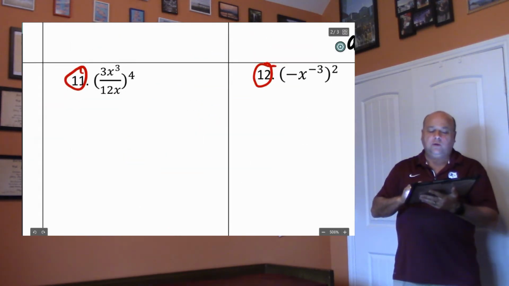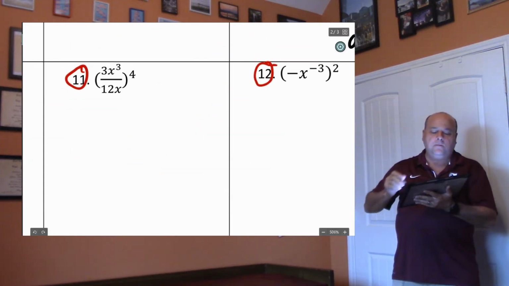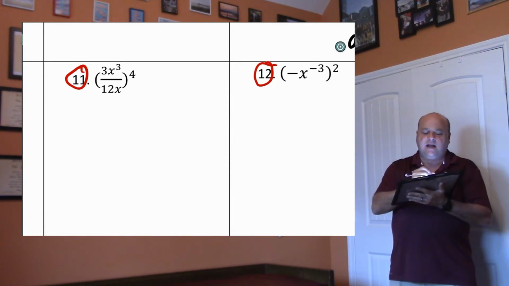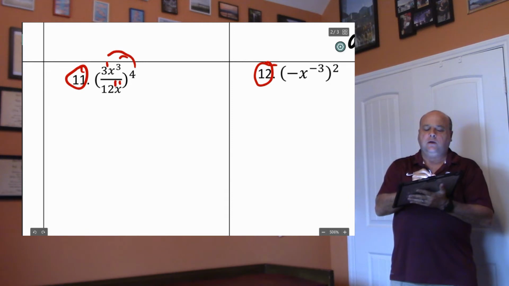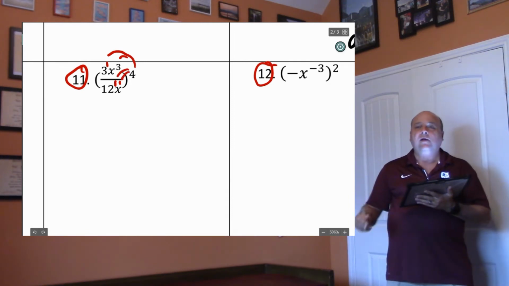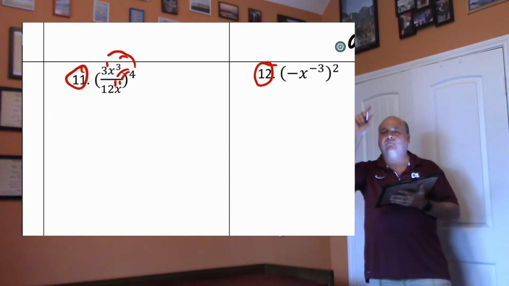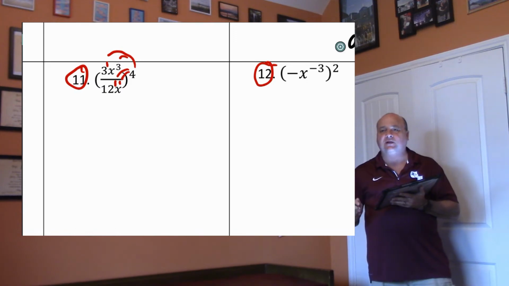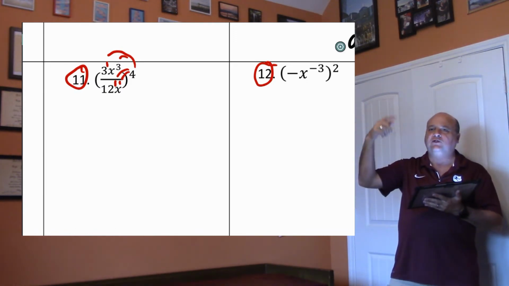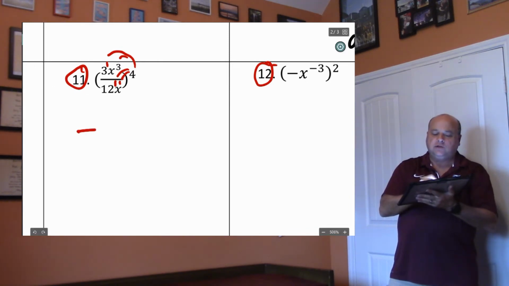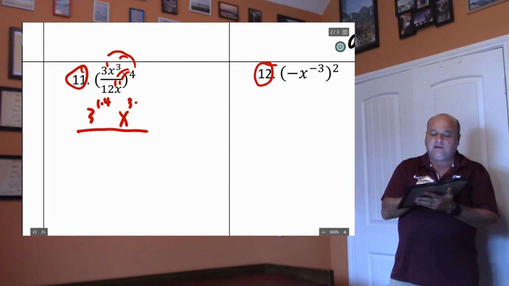Now then I'm going to go through and do number 11. This is a little trickier. Remember, if it doesn't have an exponent, it's a 1. So this 4 is going to go to here, here, here, and here. That 4 is going to count to every single exponent inside the parentheses. Every single exponent in the parentheses will be multiplied by 4. So draw a fraction bar. 3 to the 1 times 4, x to the 3 times 4, 12 to the 1 times 4, and x to the 4.